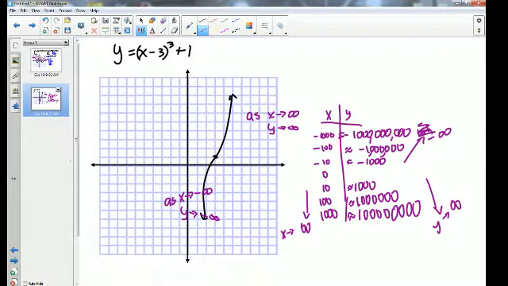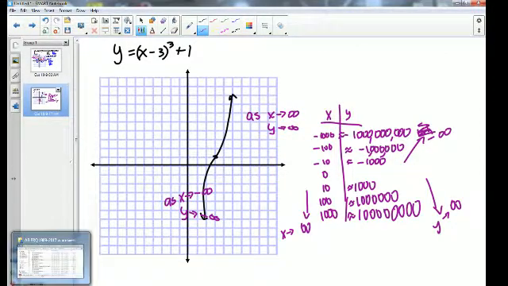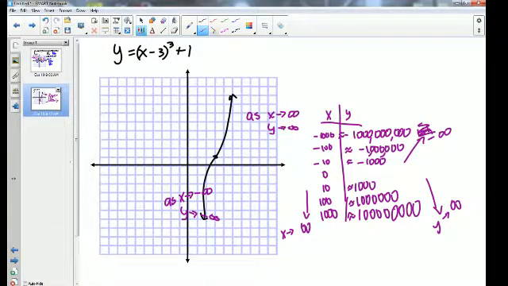Zero, negative infinity, zero, decreases. That was great. Okay, so let's talk about that. Where is this function decreasing? Negative infinity to 0. As we move from left to right, does that ever go down to the right? No, it's increasing at all times. Okay, that function never decreases.